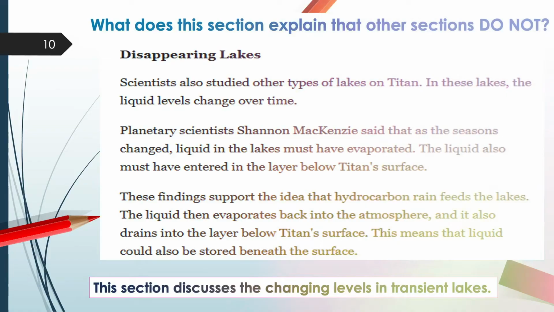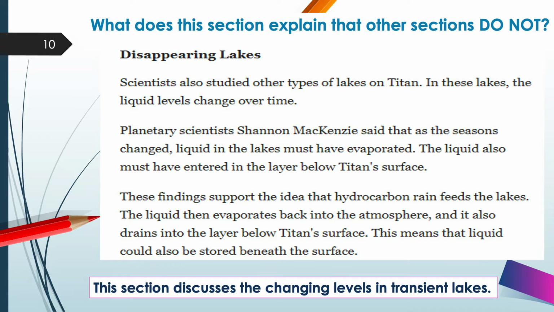So let's read. Disappearing lakes. Scientists also study other types of lakes on Titan. In these lakes, the liquid levels change over time. Planetary scientist Shannon McKenzie said that as the seasons changed, liquid in the lakes must have evaporated. The liquid also must have entered in the layer below Titan's surface. These findings support the idea that hydrocarbon rain feeds the lakes. The liquid then evaporates back into the atmosphere, and it also drains into the layer below Titan's surface. This means that liquid could also be stored beneath the surface.